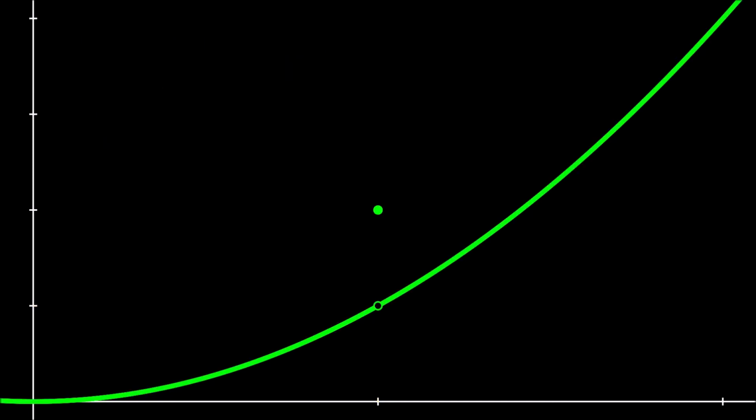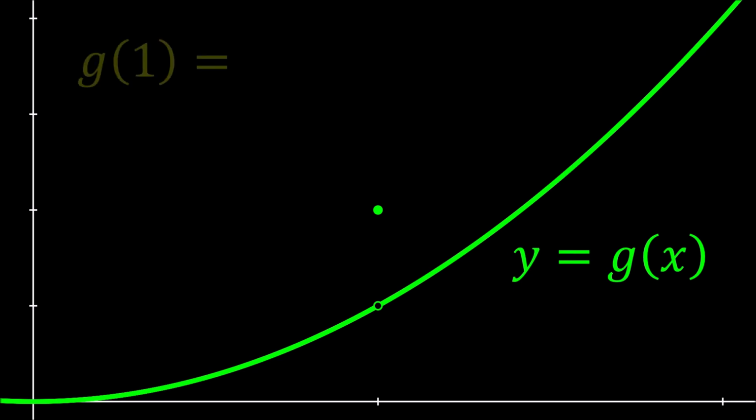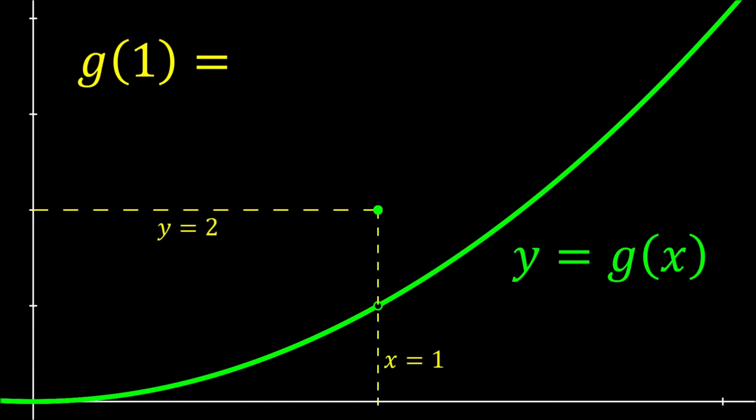Now we see the graph of y equals g of x. Like before, I'll just ask you what g of 1 is. I'm sure that you can see that at x equals 1, the function is defined to be 2. So g of 1 should just be 2.